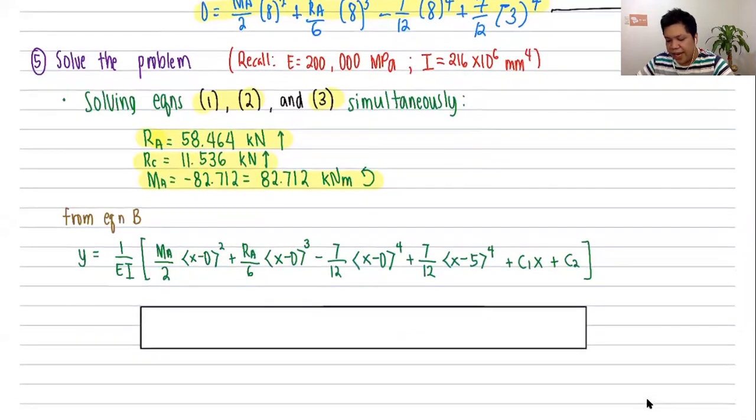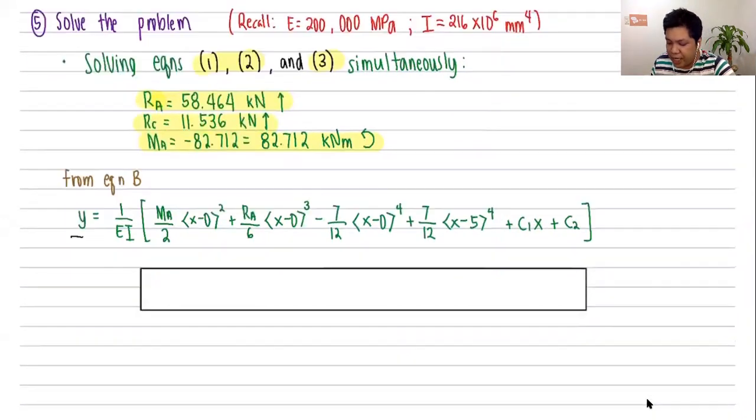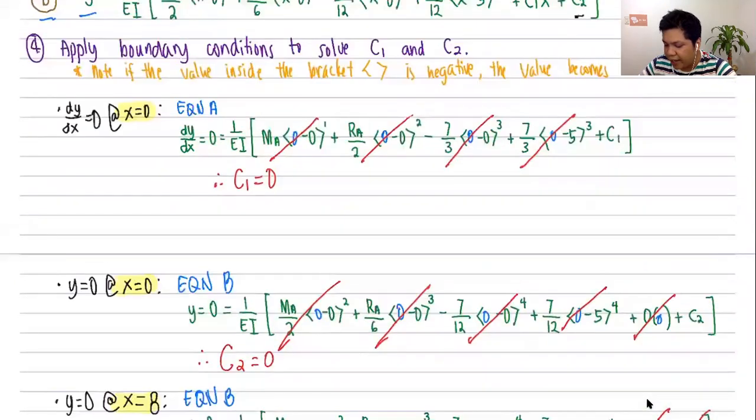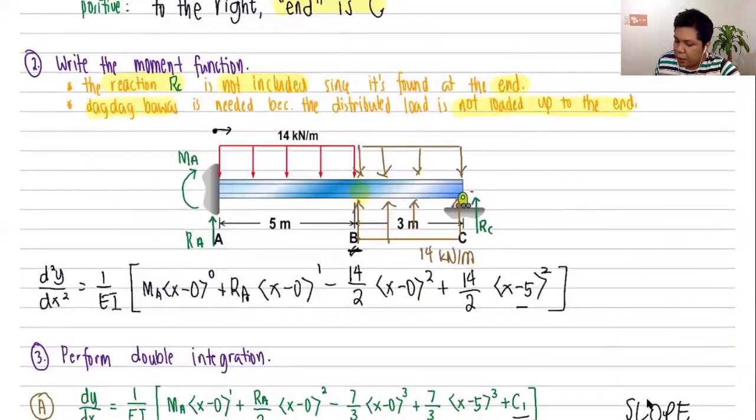Okay? So this is my equation B. I can now solve the deflection at B using equation B, by saying that I am being asked, what is Y at x equal to 5? Because if I go back to the figure, point B is found at a distance x equal to 5.